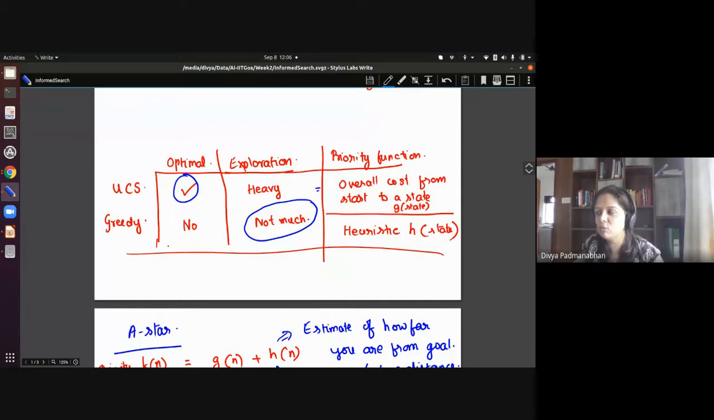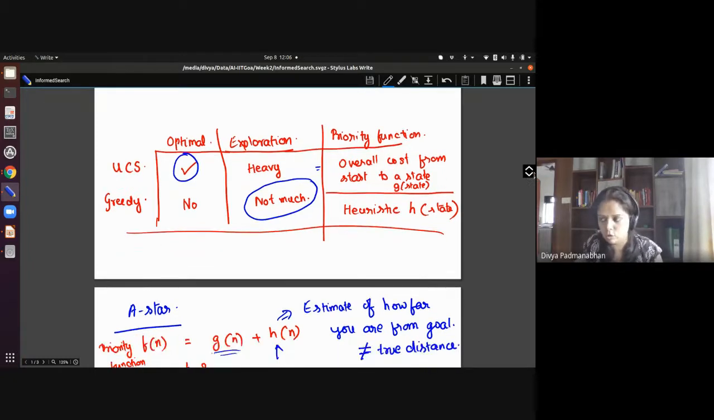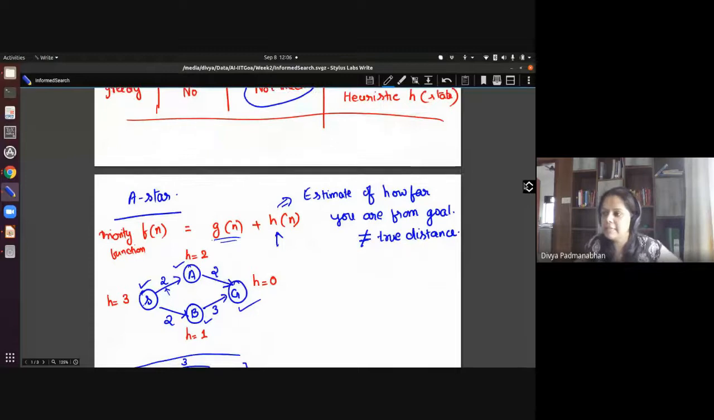So that's when we wanted some good properties of both UCS and greedy. We wanted something which didn't do much exploration, but was still optimal, and that's where we started looking at the A star algorithm. Here the priority was just a modification. It was the sum of g of n, the total cost up to a node n, where n is some state. So the priority function is given by the total cost all the way from the start to that node. That is g of n.